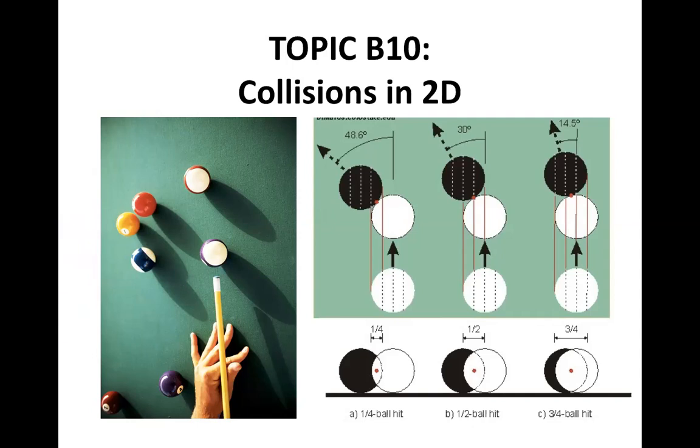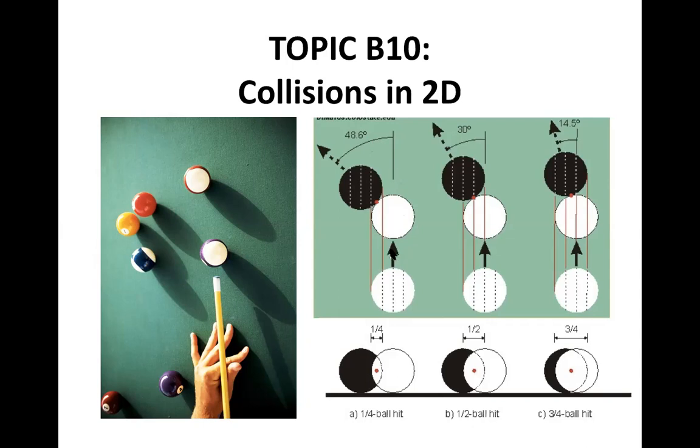We say this first picture here is thinner or more glancing than the last picture. And the thinner it is, or the more glancing it is, the greater the angle between the colored ball and the trajectory of where the cue ball would go.